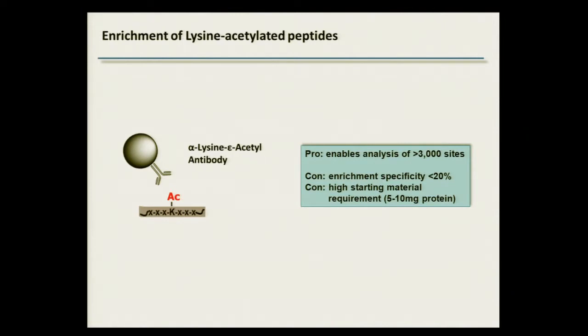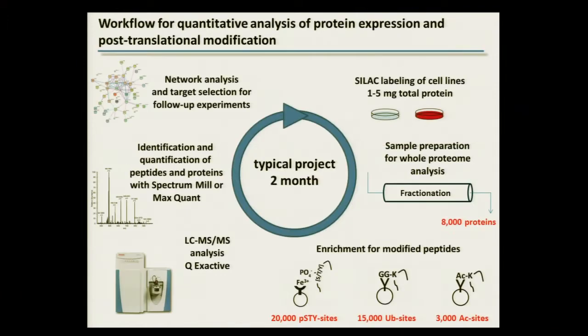Enrichment of lysine acetylated peptides works similarly. So there's an antibody that is directed against acetylation. This antibody doesn't work as well as the KGG antibody. So the enrichment specificity that we can get here is only about 20% or less than 20%. But still, it allows us to analyze up to 3,000 sites in a single biological experiment, which can be really interesting. And also here, we need a lot of starting material. Between 5 and 10 milligrams are usually necessary.